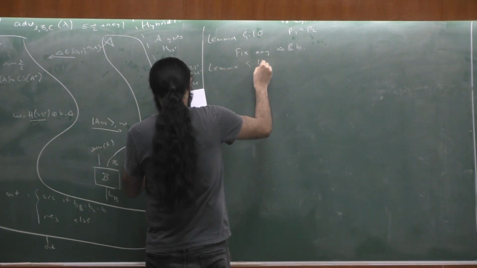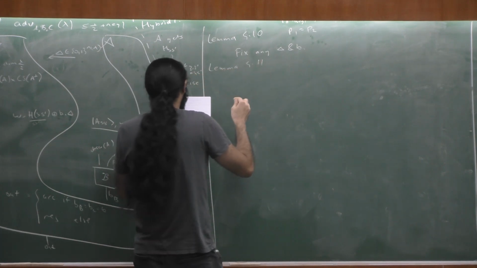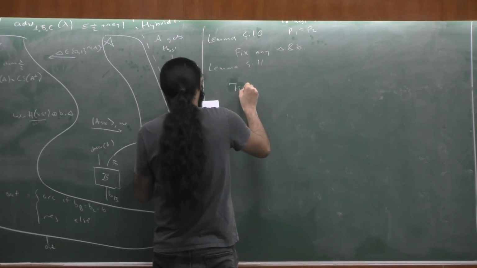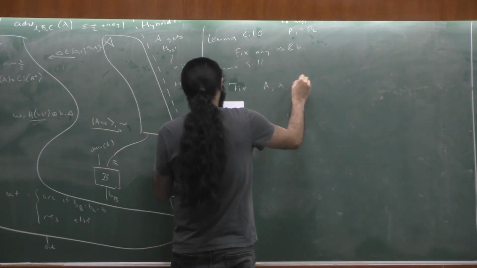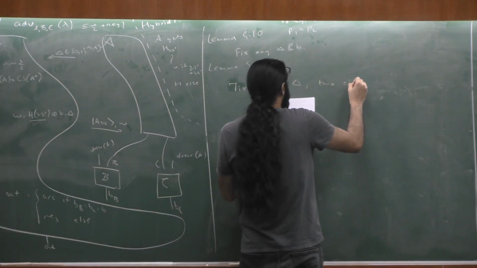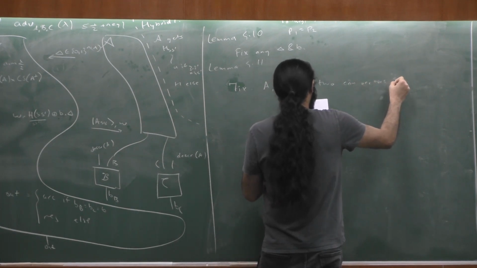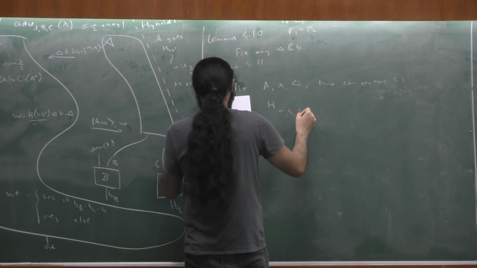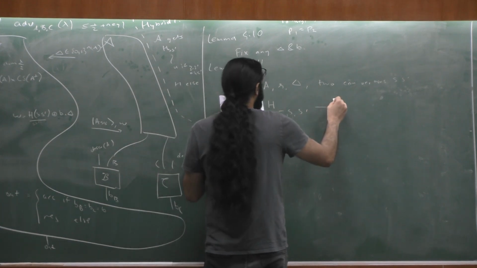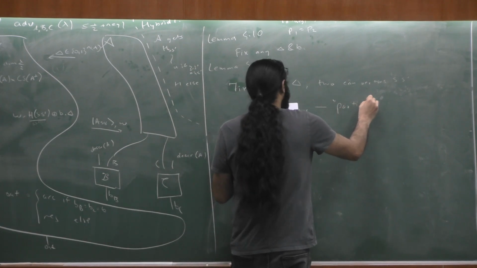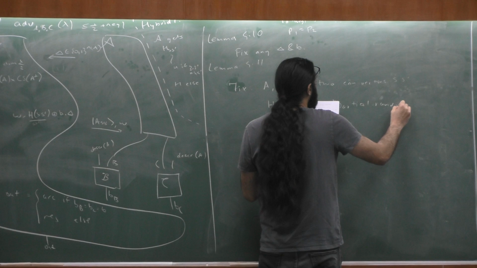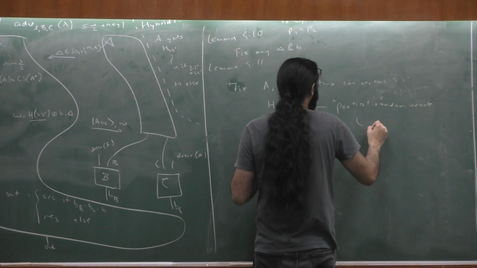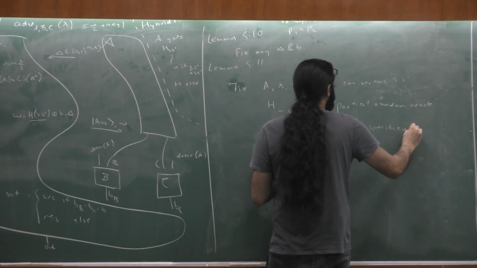Lemma 4.11. So we set up some notation first. Fix A, little r, delta to canonical vectors, SS prime. And then they use this slightly wonky notation, which is H minus SS prime. So this is what they call a partial random oracle. I don't think it's very standard notation, but okay. It's basically specified at all points except SS prime.